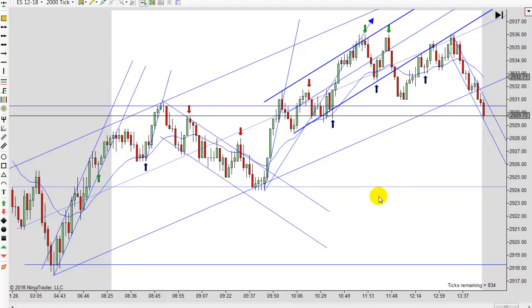No big moves, really. Again, the best move of the day was here. You might argue this was pretty close to it, and you could have caught that one, but on this one, there's no way to really catch that one. But anyway, I'm going to wrap it up for the day.